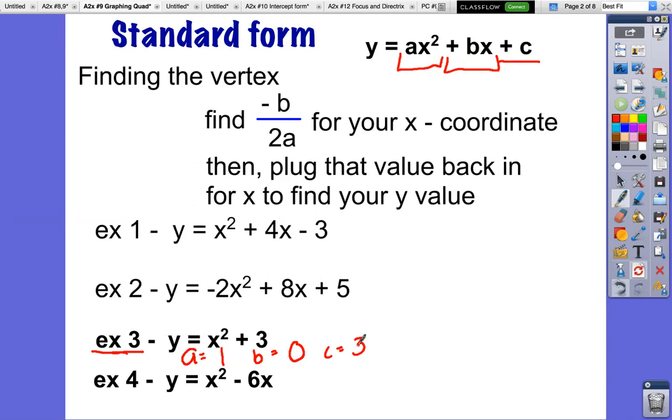If your B value is 0, the opposite of 0 is 0. There's no opposite of 0. 0 over anything is just 0. So a number 3, the opposite of B over 2A would be 0 over 2, which is 0. Plug it back in, and what'd you get? Three. That's it.